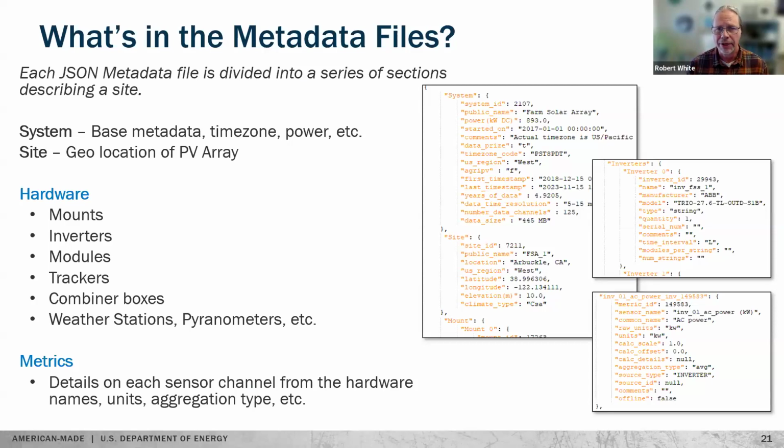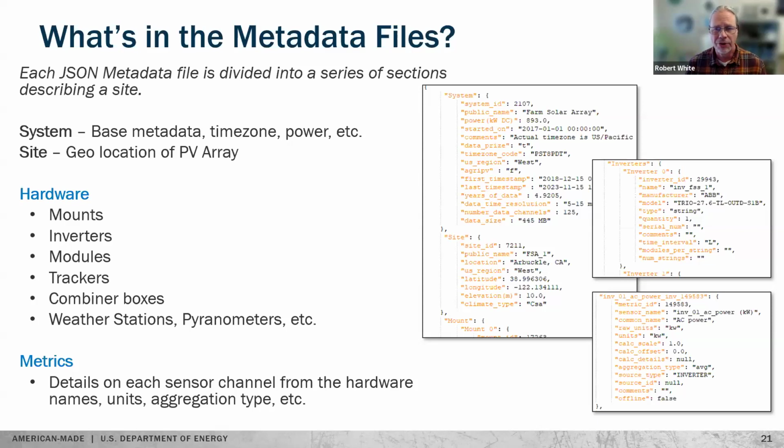It is actually an associated nested data source. So it's pretty easy to see how each section leads into the next. The system section has your time zone, your basic metadata of locations and names, the length of the data sets. The site contains all your geolocation information. And then the next area is each section broken into the different pieces of hardware: mounts, inverters, modules, trackers, combiner boxes, weather stations, pyranometers, whatever happened to have been available that they provided data for.